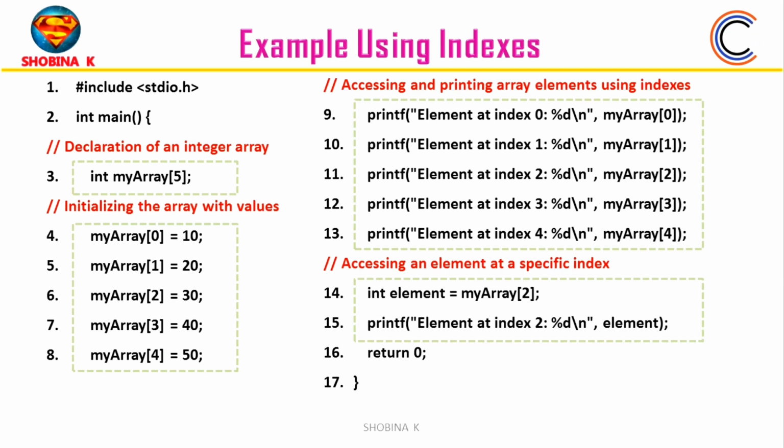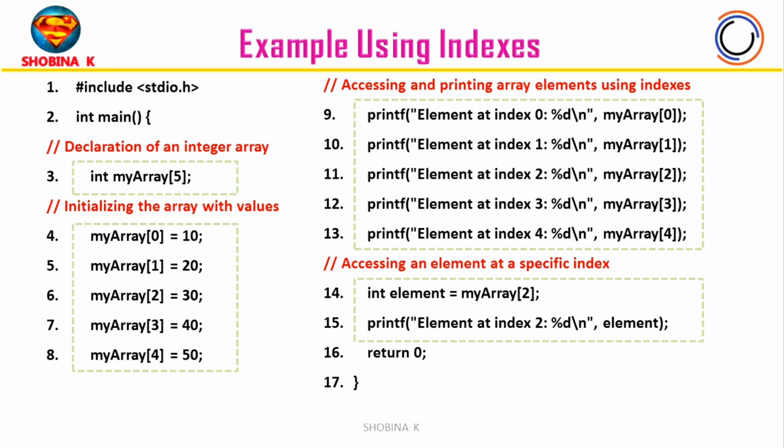Next, we will access and print the array elements using indexes. These lines use printf to display the elements of myArray at different indexes. It prints the values at indexes 0 through 4. This section demonstrates how to access a specific element at index 2 in myArray. The value is stored in the variable element, which is then printed. Finally, return 0. This statement indicates that the program has executed successfully. The main function should return an integer, typically 0, to the operating system to signify successful execution.